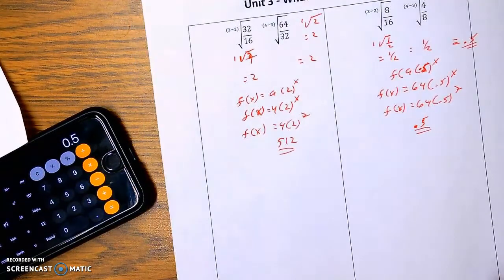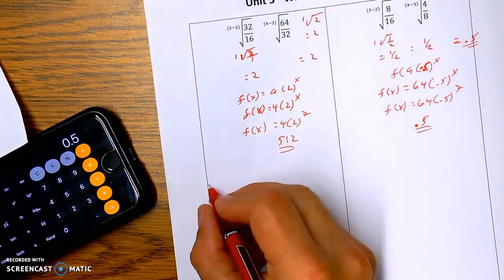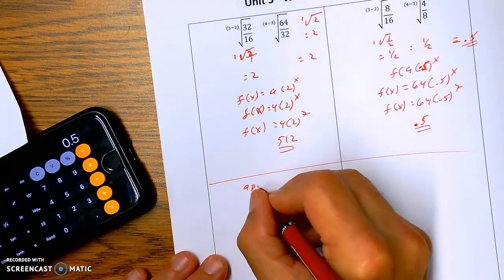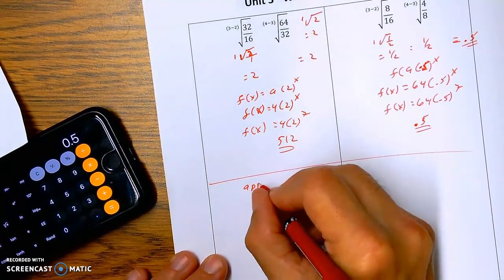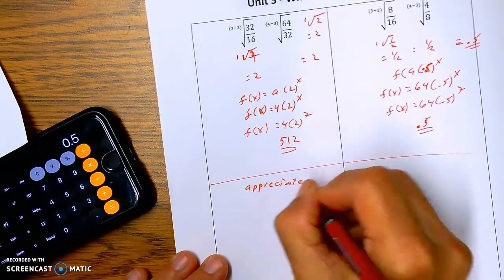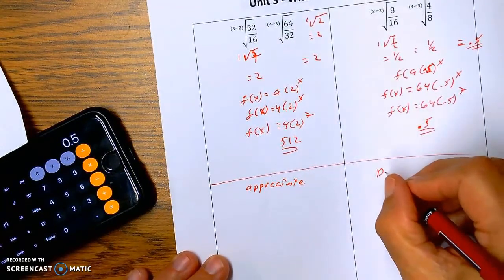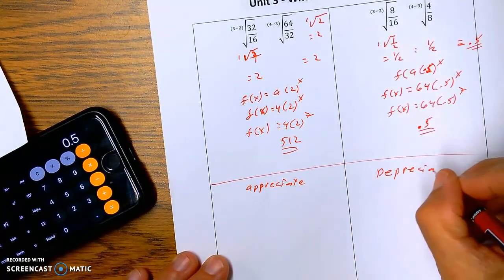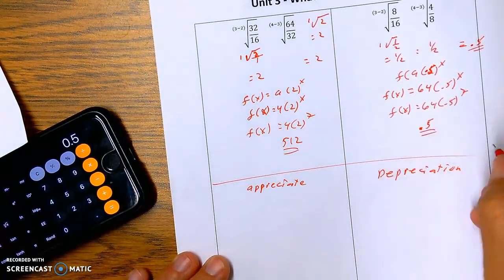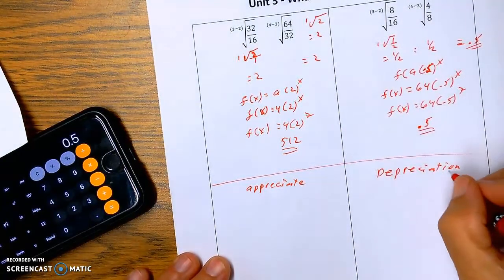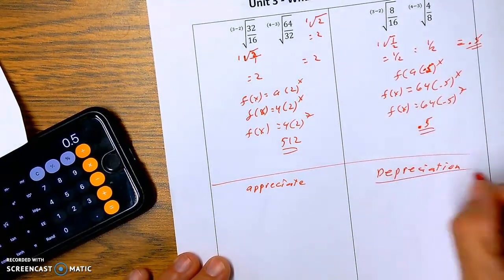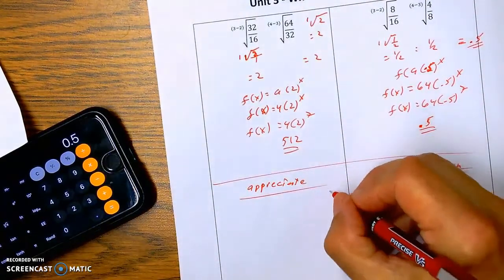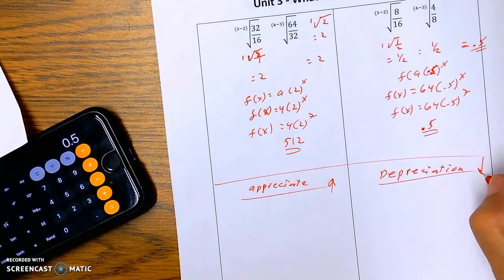Now, the only thing you need to remember beyond that is when you talk about money, they'll talk about appreciation, depreciation, or appreciate and depreciate, but it doesn't matter. Appreciation, this is going up. Depreciation, this is going down.